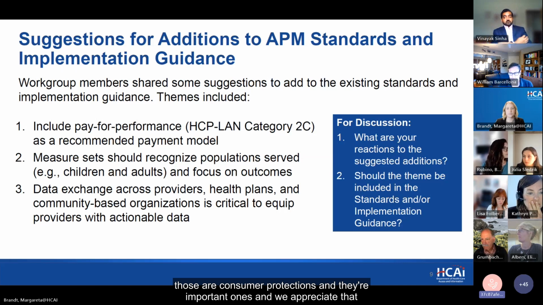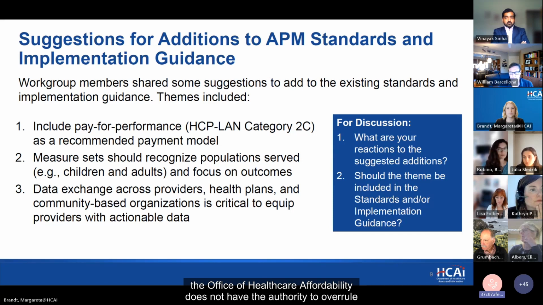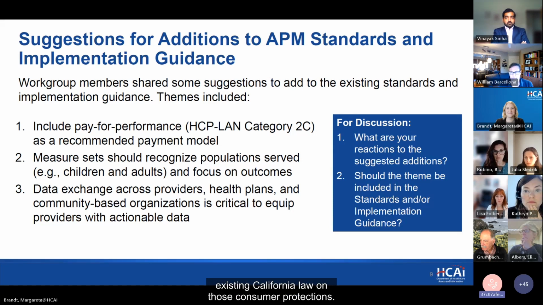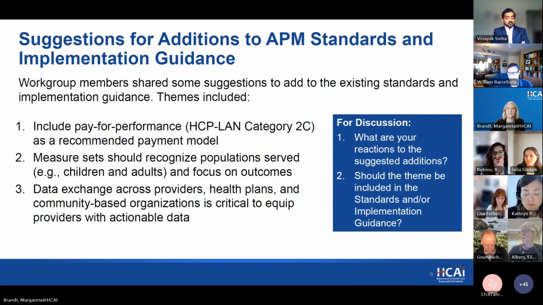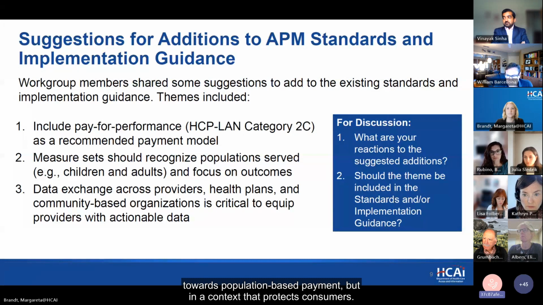And we appreciate that the Office of Healthcare Affordability does not have the authority to overrule existing California law on those consumer protections. So a lot of this discussion is about how we frame the world that we're going towards, and we support moving towards population-based payment, but in a context that protects consumers. Thank you.